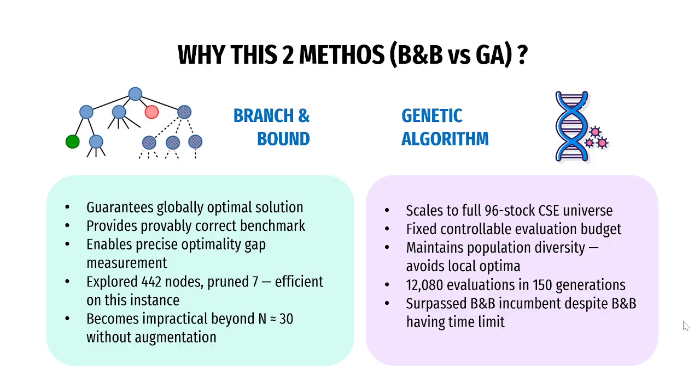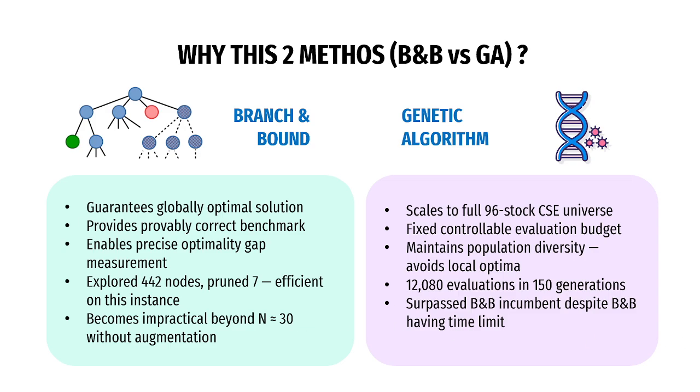Why did we choose these two methods together? They are complementary by design. Branch and bound gives us the optimality guarantee. If it completes, the solution is provably the best possible. This makes it the gold standard benchmark, but it becomes impractical for large universes of stocks because runtime grows exponentially.